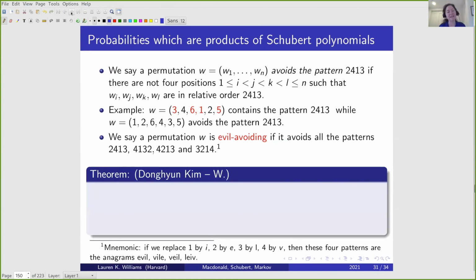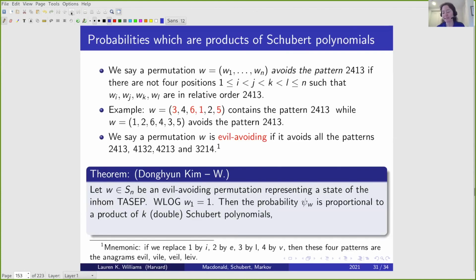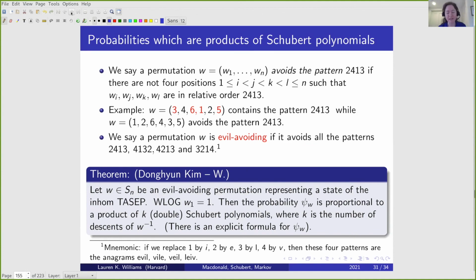Okay, so then we have a theorem that whenever W in Sn is an evil avoiding permutation representing a state of the inhomogeneous ASEP, without loss of generality W sub 1 is 1, then the probability psi sub W, so the probability of being in that state, is proportional to a product of K double Schubert polynomials, where K is the number of descents of W inverse. And we have a totally explicit formula, but I don't really want to go into the details of that.